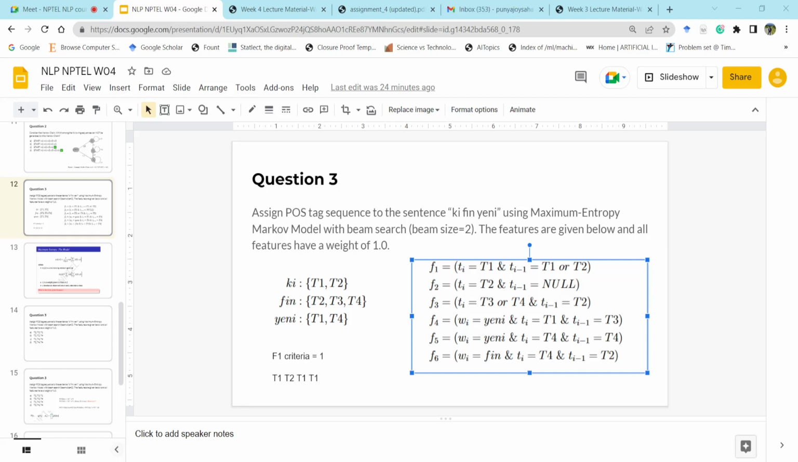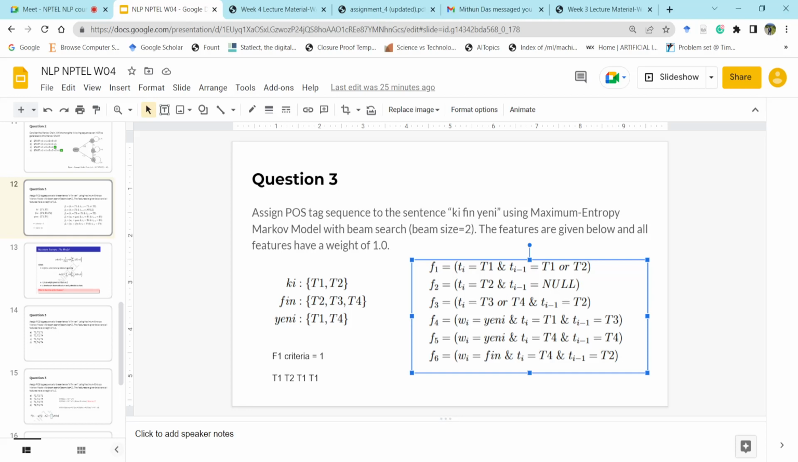And how do you calculate Z? Z will be e to the power 0 plus e to the power 0 plus e to the power 0, that is 3. Essentially 1 by 3. So this way we calculate this part. So we have 1 by 3 into the transition for T1 comma ki, which will be 1 by 1 plus 1 by e. So this is the probability for this one. Did you get my point?